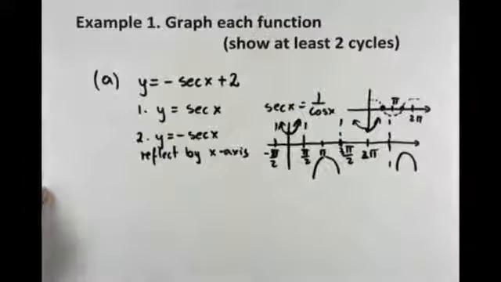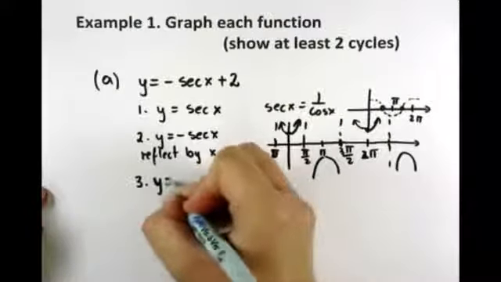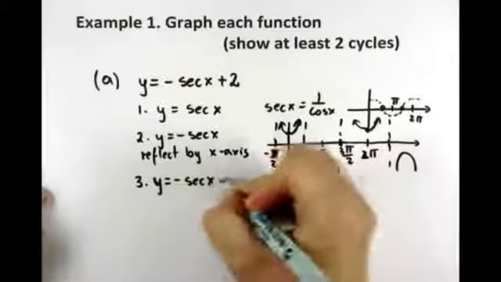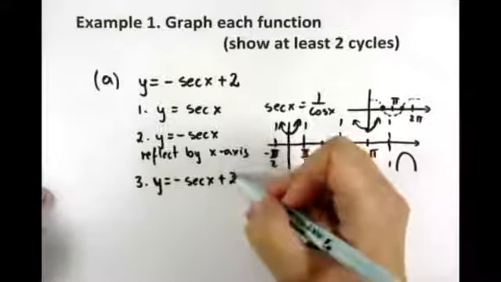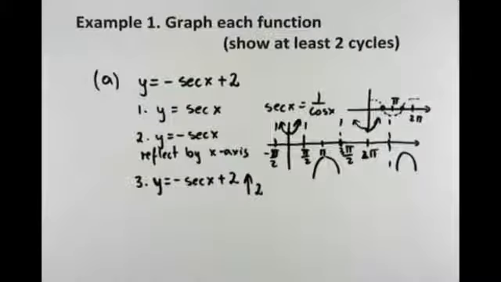Reflect by the x-axis. And then number 3, y is equal to minus secant x plus 2. So this 2 is outside. We're going to move 2 units up. So let's draw the nice graph.